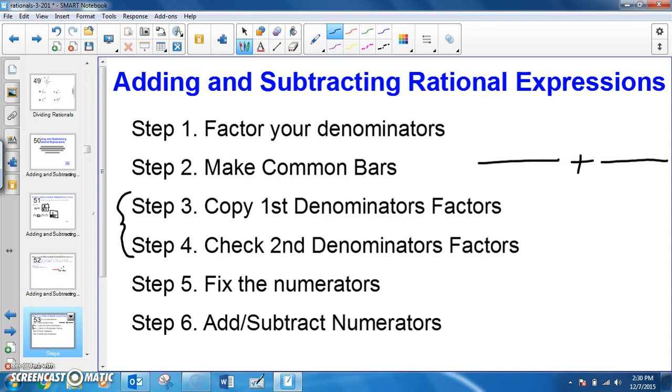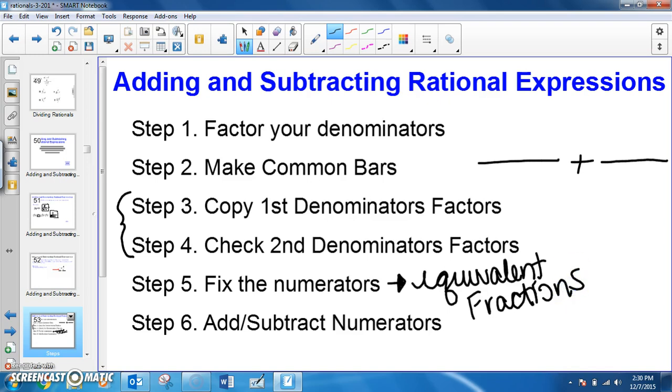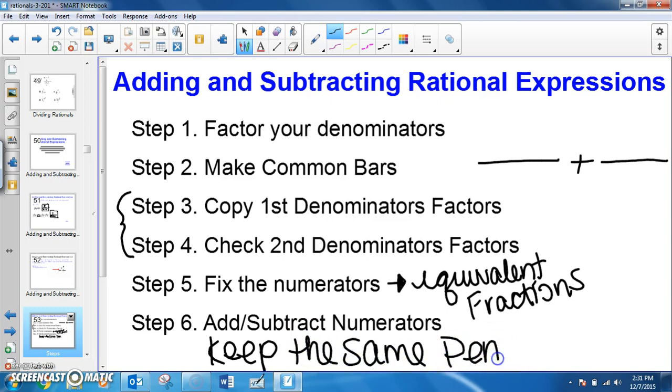Then we need to fix the numerators. Since we're now adding things to our denominators, we cannot just leave the numerators alone. We need to make them equivalent fractions to what we started with. So here we have to fix the numerators to make equivalent fractions. And step 6 is to add or subtract our numerators. When we add or subtract our numerators, we keep the same denominator.